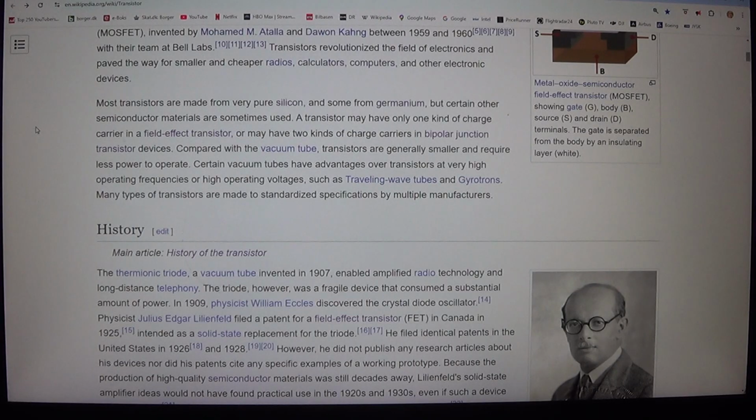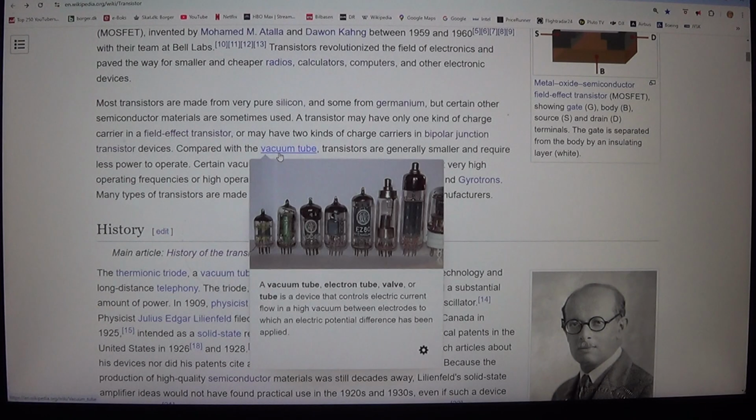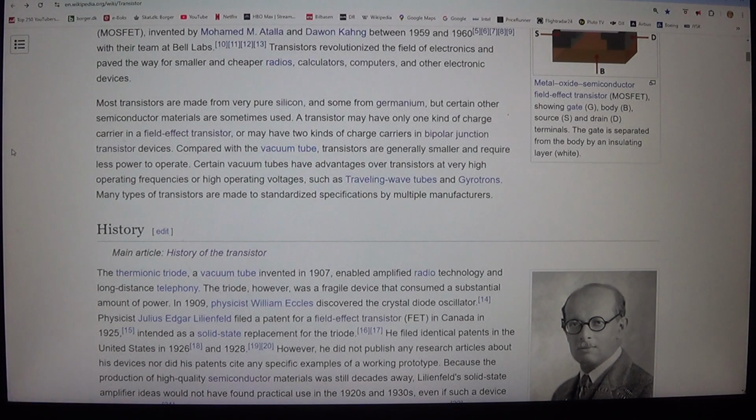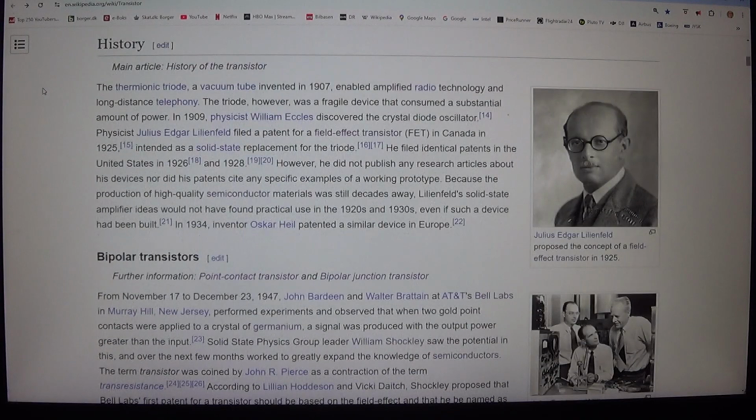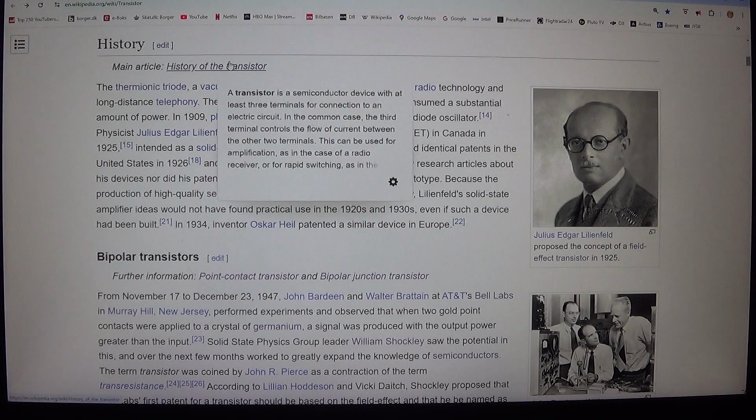Compared with the vacuum tube, transistors are generally smaller and require less power to operate. Certain vacuum tubes have advantages over transistors at very high operating frequencies or high operating voltages, such as traveling wave tubes and gyrotrons. Many types of transistors are made to standardized specifications by multiple manufacturers. History. Main article: History of the Transistor.